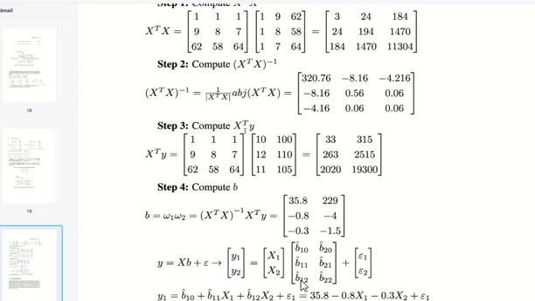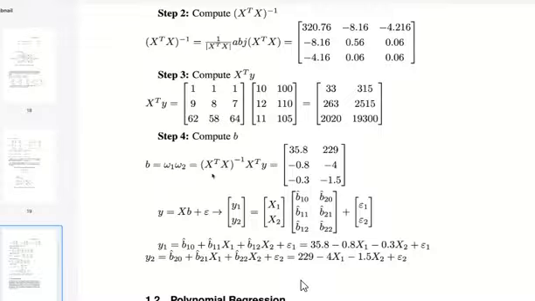Also, we can compute x transpose times y, which is also matrix multiplication. After having these values, we can find our final matrix, which is the outcome of two matrix multiplications: x transpose times x inverse, which is one matrix, and x transpose times y, which is another matrix. After having these values, you see these six values in this matrix actually correspond to these biases or weights.